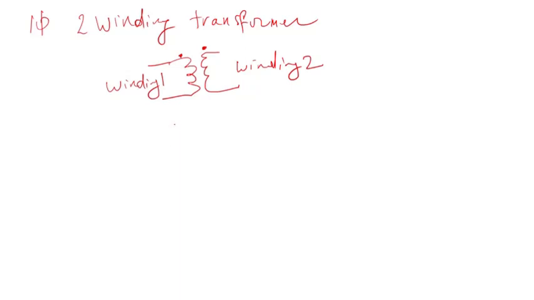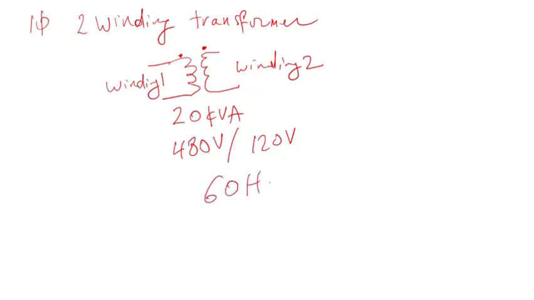So let's assume this is a 20 kVA, 480 volt on winding 1 to 120 volt on winding 2. It's a 60 hertz frequency.